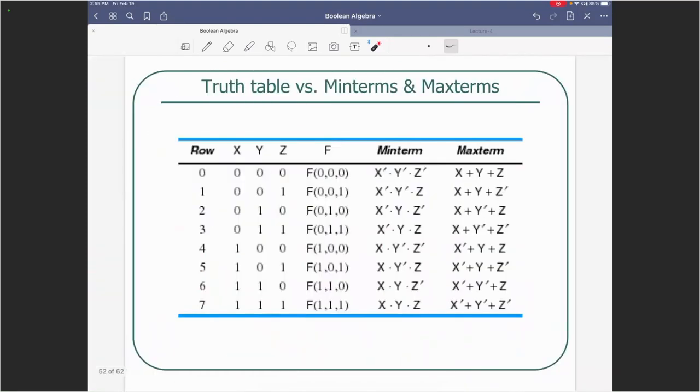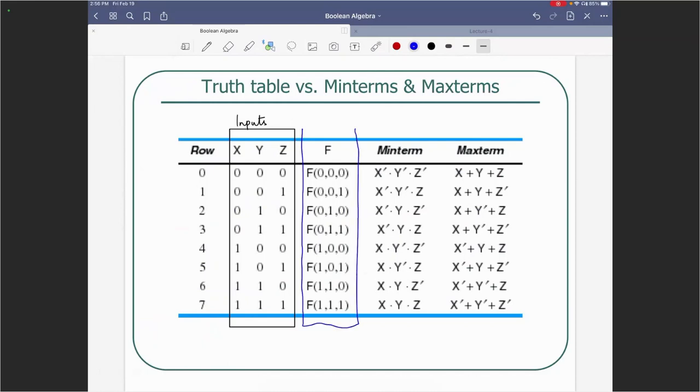Okay. Now let's take a look at truth table and its min terms and max terms. So we have a truth table over here in which we have 3 input variables, X, Y, and Z. Now, the function itself could have, so these are my 3 inputs. And you could evaluate, say, one output, F. F is your function that depends on the 3 input variables, X, Y, and Z. So this is one output.